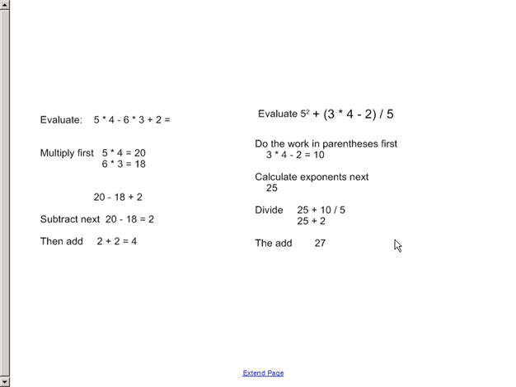Then we're going to divide, because that's our third rule in the order. 10 divided by 5 is 2. And then finally, we'll add. And so we will add 25 plus 2, end up with 27. So again, we adhere to the rules so that we get the same value for the expression. Any work in parentheses, exponents, multiply and divide left to right, add and subtract left to right.